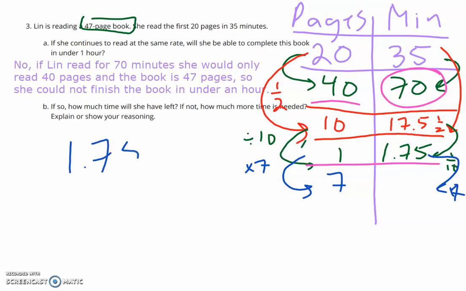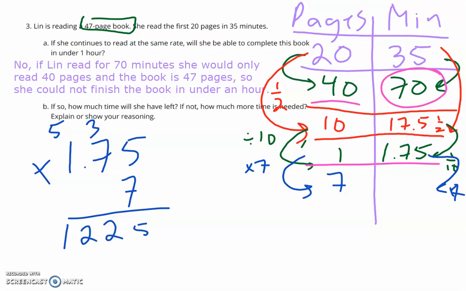If you want to follow along for the standard algorithm, 1.75 times 7. 7 times 5 is 35. 7 times 7 is 49. We add the 3, we get 52. 7 times 1 is 7. We add the 5 and we get 12. There are 2 decimal places in the problem, so there are 2 decimal places in the solution. 12.25.